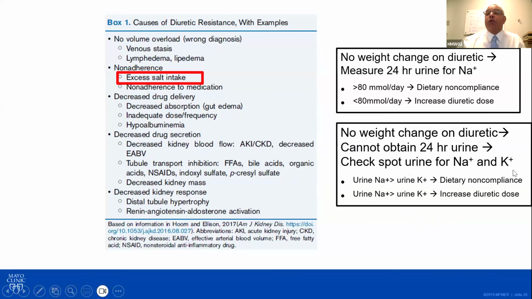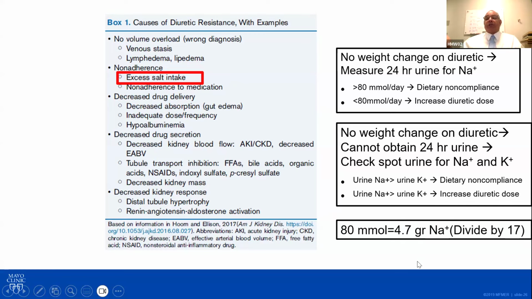You can check spot urine for sodium and potassium. And if the sodium is higher than the potassium in the spot urine, the patient is eating more salt than he should. If the opposite is happening, the sodium is less than the potassium, then the diuretic dose needs to be increased. I apologize, I had the sign not correct. So if the sodium is more than the potassium, you need to address dietary non-compliance. If the sodium is less than the potassium, an increased diuretic dose needs to be done. You can put a ratio: sodium over potassium above 1, dietary non-compliance. Sodium over potassium below 1, increase the diuretic dose.